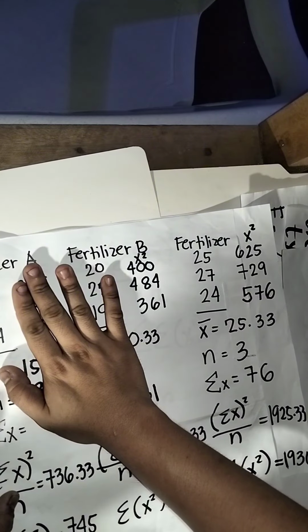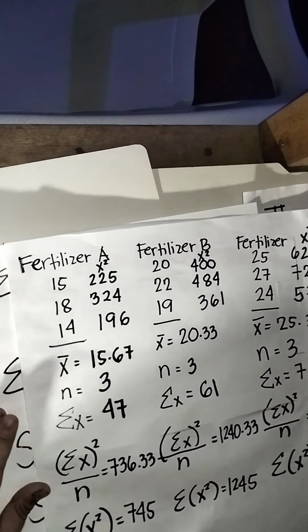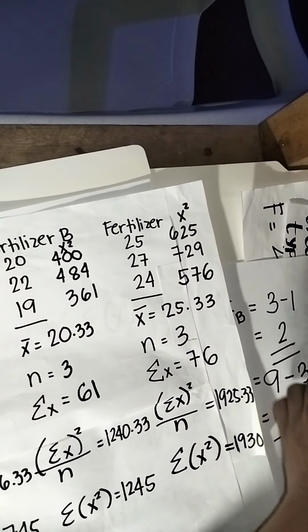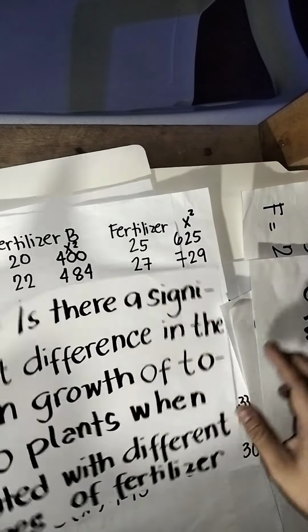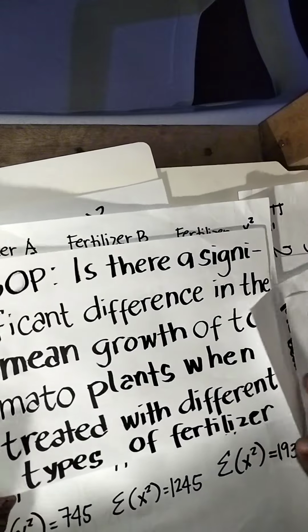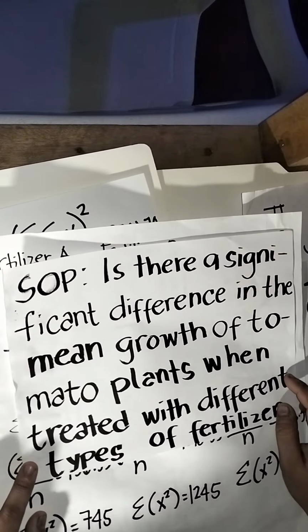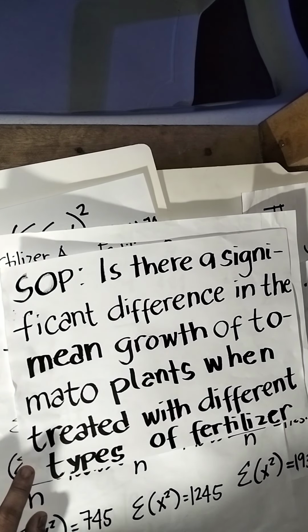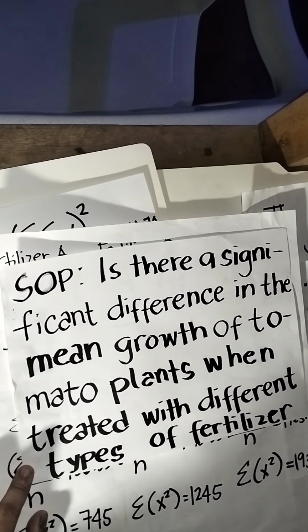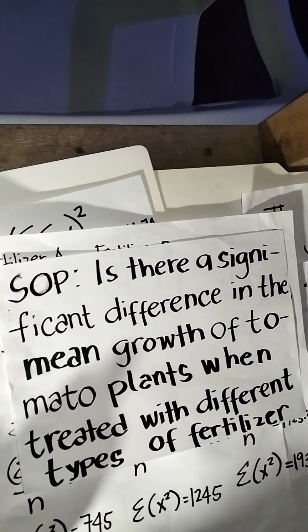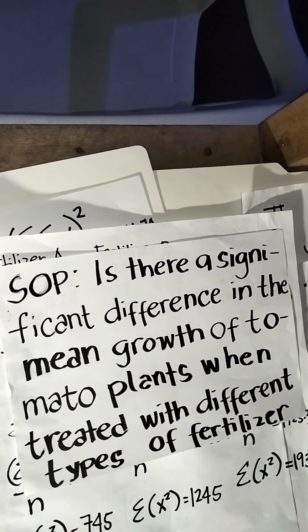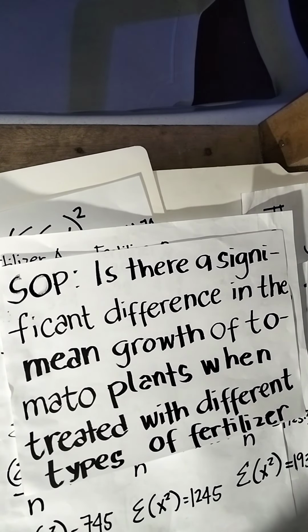So our data, tagaan ta mag-data. Karon, before ta moabot sa data, adto sa ato SOP. So this is the example of an SOP for a one-way Anova. Okay, karon, unsa man ang iya SOP? So unsa may nakabutangan na? So, is there a significant difference in the mean growth of tomato plants when treated with different types of fertilizer? We have fertilizer A, B, and C.